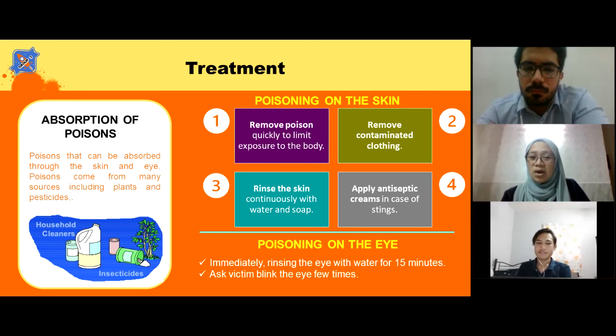Now we look at poisoning on the eye. What we need to do? Immediately, rinse the eye with water for 15 minutes. Then, we have to ask the victim to blink the eye for a few times.